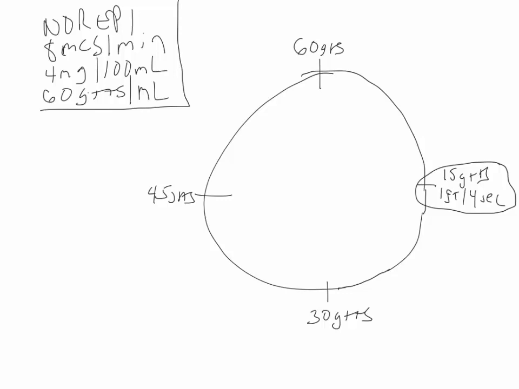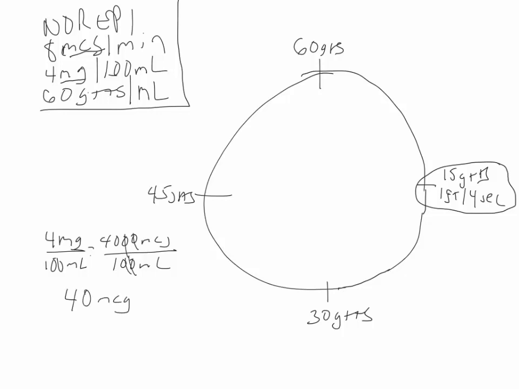So the calculation that we need to do, and you can do this ahead of time, we need to find out, since the unit of measurement is micrograms, how many micrograms of our concentration on hand are in 1 milliliter. So we're going to convert that. 4 milligrams in 100 milliliters equals 4,000 micrograms in 100 milliliters. We're going to cross off the zeros, which gives us 40 micrograms in 1 milliliter.